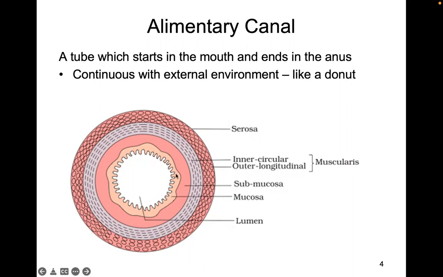And then finally, the inner layer is the mucosa. And this is where nutrients are actually absorbed. And then some substances like digestive enzymes and mucus are secreted into the lumen. By that, I mean, let's say there's food passing through here in this white part, which is the lumen. That's where food goes, right?